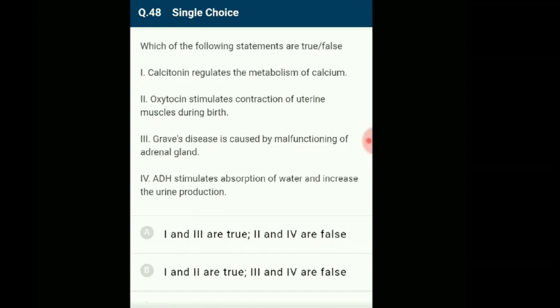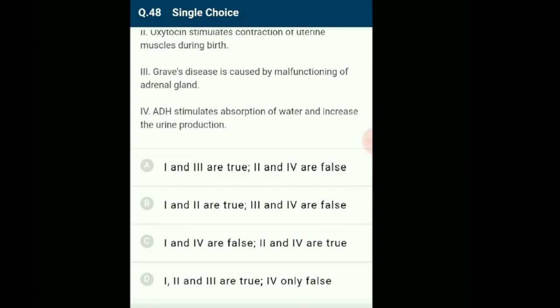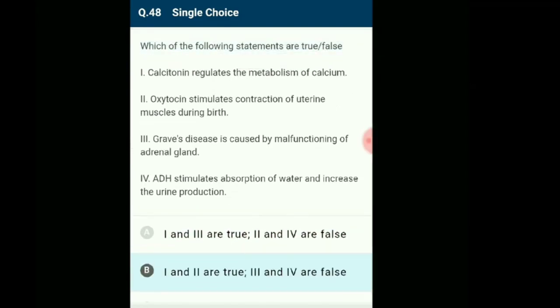Which of the following statements are true or false? Graves' disease is caused by excessive secretion of thyroid hormone. ADH increases the reabsorption of water in the distal convoluted tubule and collecting ducts of the nephron of the kidneys. So the answer is option B. First and second statements are true, third and fourth are false.